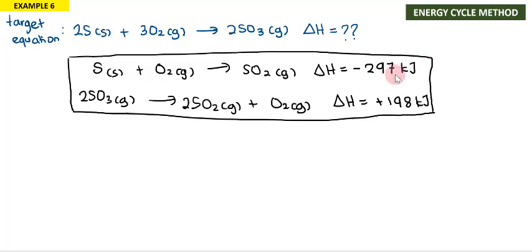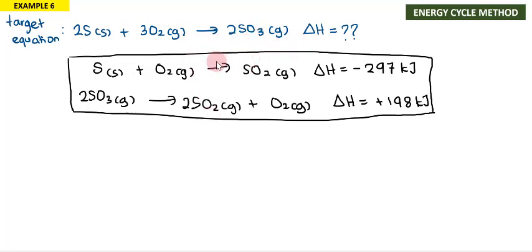So in this video, we are going to have a look at how we are going to find the delta H value by using the energy cycle method. I'll just use the same example that we did just now for the algebraic method, where my target equation is 2 sulfur solid plus 3 moles of oxygen gas produce 2 moles of sulfur trioxide.